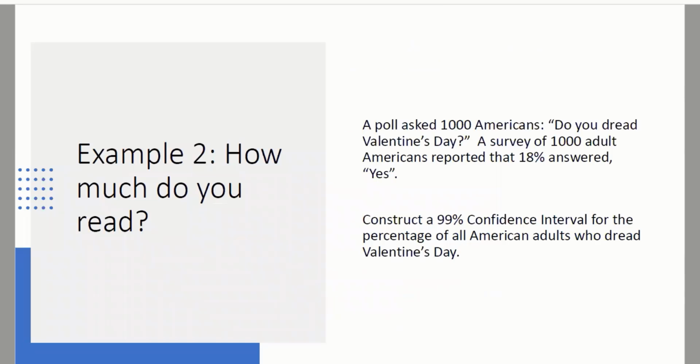Let's do a second example. A poll asked 1,000 Americans, do you dread Valentine's Day? A survey of 1,000 adult Americans reported that 18% answered yes. So in this case, they didn't tell you how many answered yes, they just said it was 18%. So this tells us N is 1,000 and p hat is 0.18. We're asked to construct a 99% confidence interval for the percentage of all Americans who dread Valentine's Day.